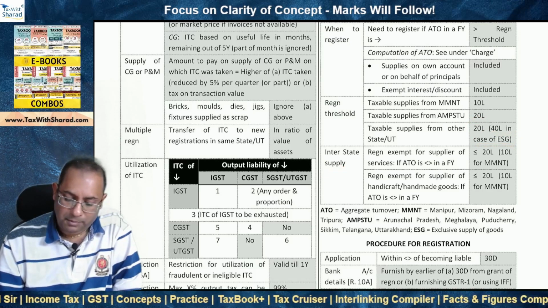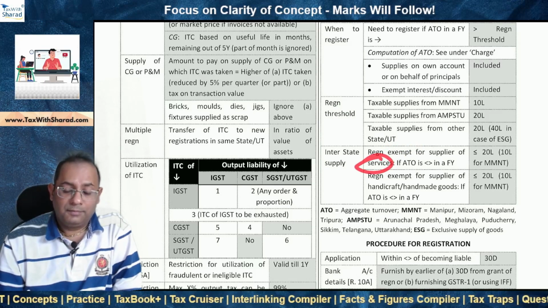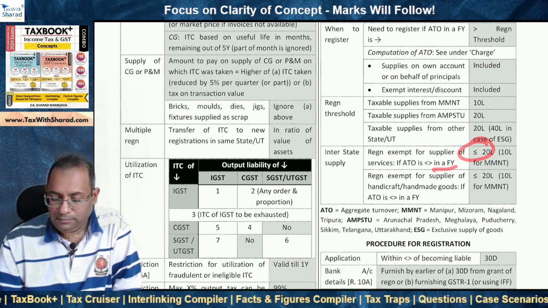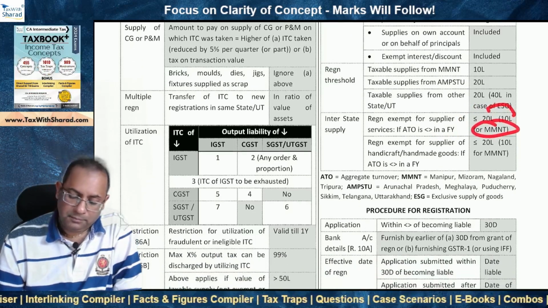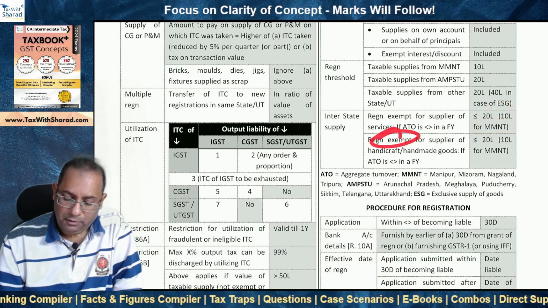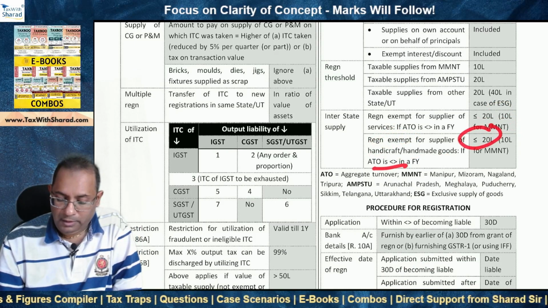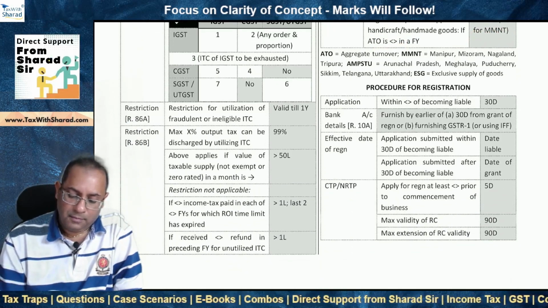In case of interstate supply, registration is exempt for a supplier of services if ATO is not more than 20 lakh in a financial year. This 20 lakh becomes 10 lakh in the case of MMNT states. Further, registration is exempt for a supplier of handicraft or handmade goods if the ATO is not more than 20 lakh. This 20 lakh becomes 10 lakh in case of MMNT states.